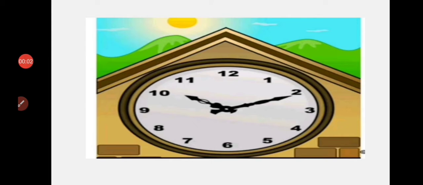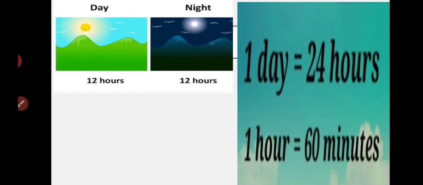So you must have observed through this video how the short hand shifts from one hour to the next hour and how the long hand takes one complete circle to make an hour. Now let's proceed further. There are some facts related to time that you have to keep in your mind. One day is equal to 24 hours. My dear children, as I told you, 12 hours for daytime and 12 hours for nighttime. So 12 plus 12 is 24.